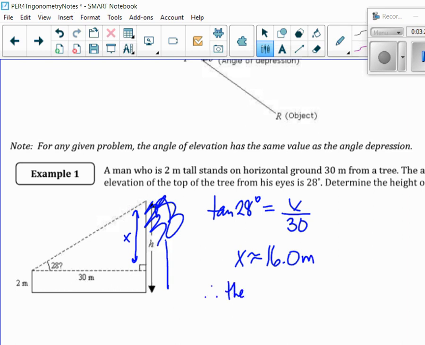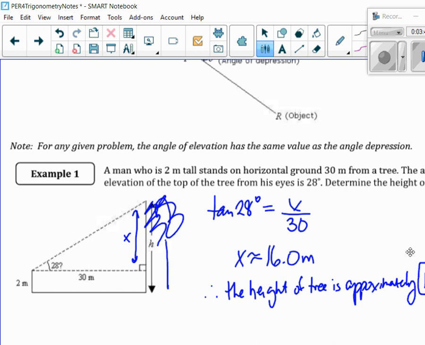Therefore, the height of the tree would be what? Yes, I'm going to say approximately 18 meters. Everybody understand how I got 18 meters out of that?